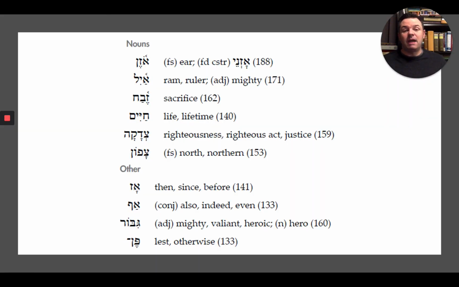And that is the vocabulary for this week. So I pray that this was helpful. Don't let this overwhelm you. Again, if you know that basic strong verb pattern, you'll be in good shape.